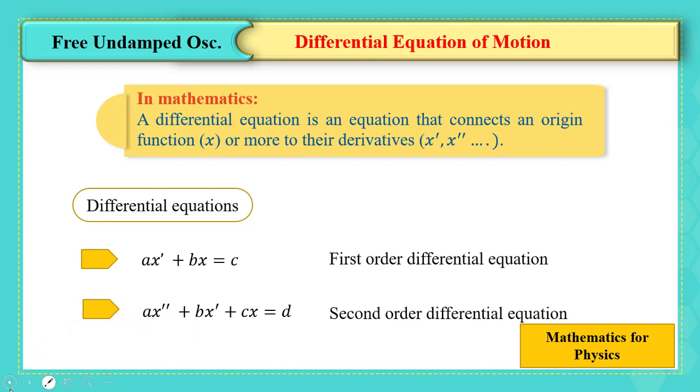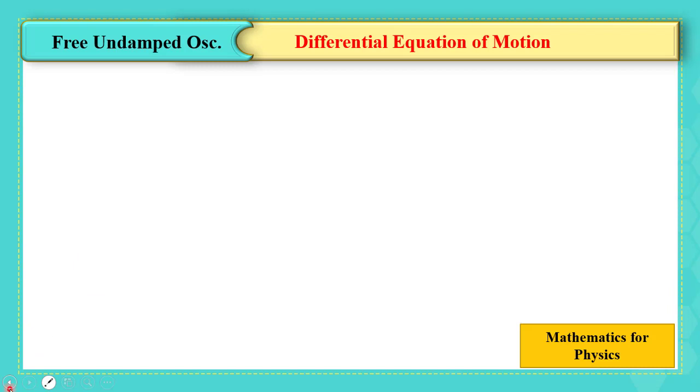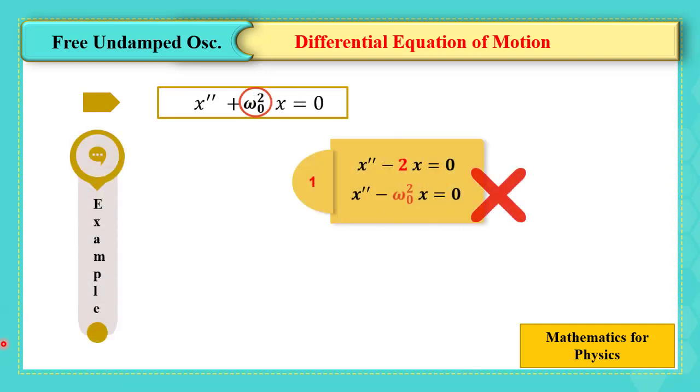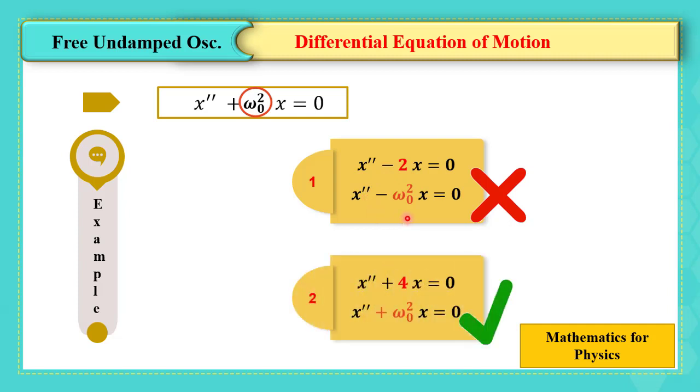Besides, we are going to deal with this special case where a positive constant is multiplied with the original function x. For example, if I have this differential equation x double prime minus 2x equals 0, here we find that minus is multiplied by omega 0 squared, so the coefficient of x is negative. This is not the case that we are going to study.